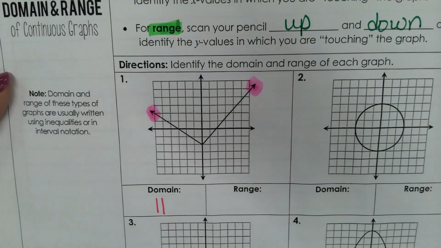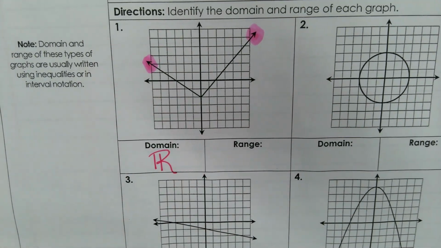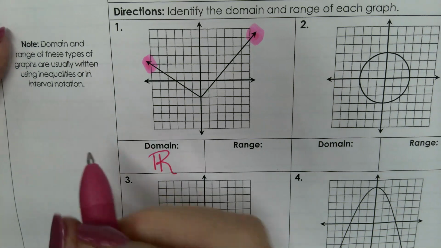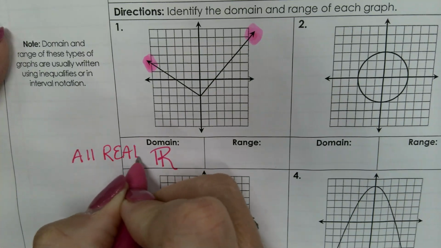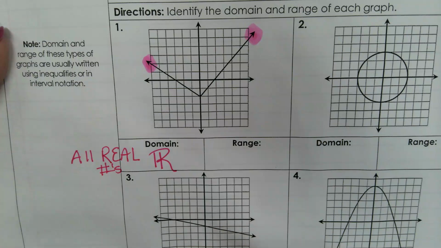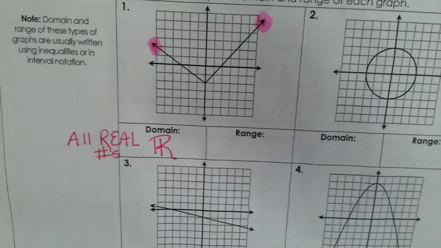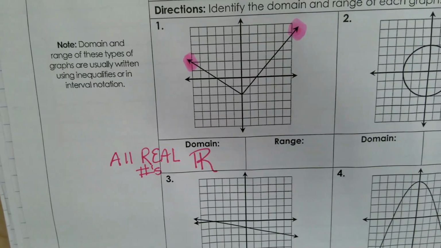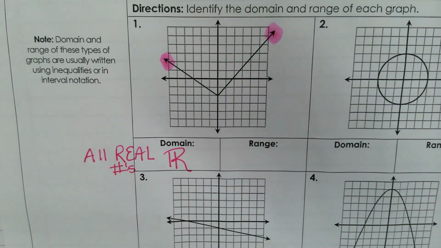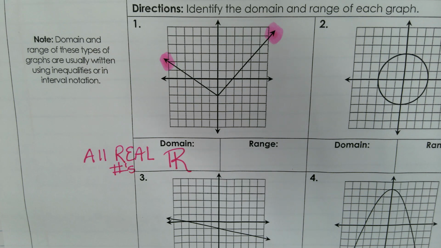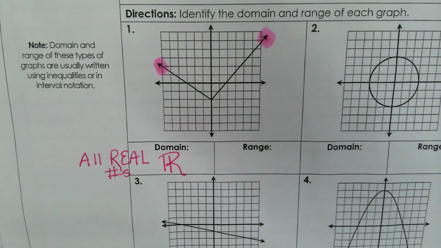And when that happens, this is what the domain is. Draw those 2 lines, and we're going to make it an R. And that R stands for all real numbers. That means every decimal, every fraction, every square root, every number that exists is in the domain. It's the x values. Okay, so I looked left and I looked right. Now I have to find the range.